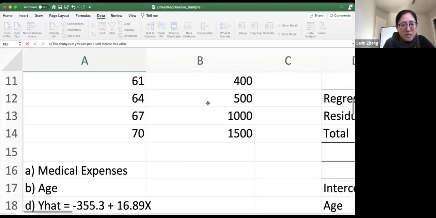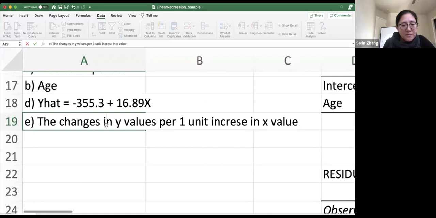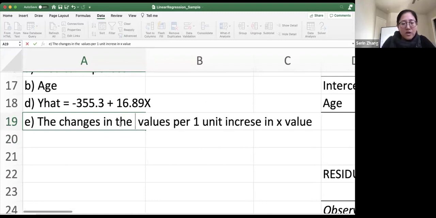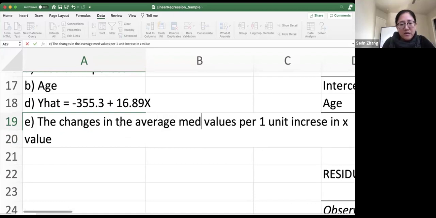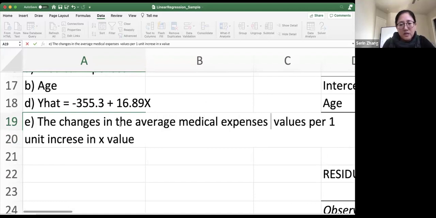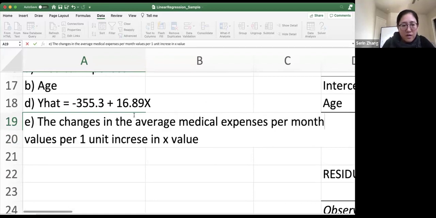So you can say, instead of Y, Y values, the average medical expenses per month. And it's negative 355.3, okay? Oh, I'm sorry. That's the y-intercept. We're interpreting the slope. The slope is 16.89. Okay, so the change is increasing.